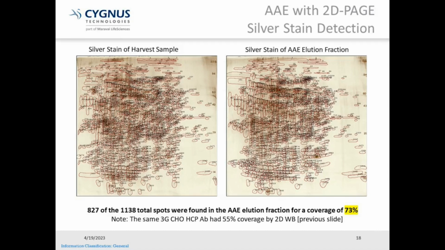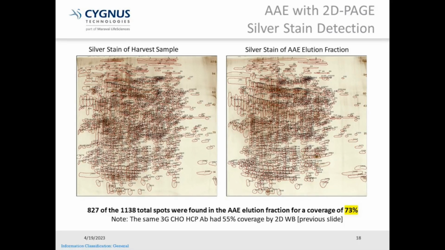This is an example of the results of coverage analysis by AAE. The image on the left is the starting clarified harvest material and represents all the host cell proteins that could potentially find their way into the purification process. The image on the right is a silver stain of the host cell proteins found in the AAE elution fraction. This represents all the host cell proteins that the antibody specifically interacts with. Image analysis showed that 827 of the 1,138 total spots were found in the AAE elution fraction for a coverage of 73%.